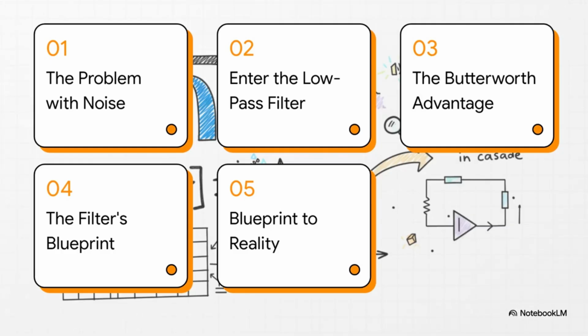So here's how we're going to break it all down. First, we'll tackle the problem of noise itself. Then we'll meet the basic solution, the low-pass filter. After that, we'll see what makes the Butterworth so special. That's the Butterworth advantage. Then we'll peek under the hood at its blueprint, and finally, we'll see how that plan becomes a real thing you can build.